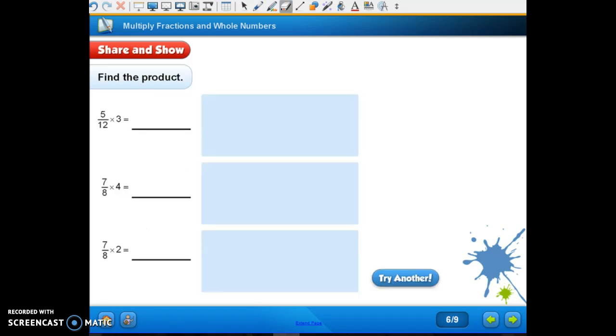Or you can multiply this, put your 3 over 1, and 3 times 5 is 15. 1 times 12 is 12. 12 goes into 15 once. You have 3/12 left over. If you simplify that, 3 goes into 3 once, and into 12 four times.